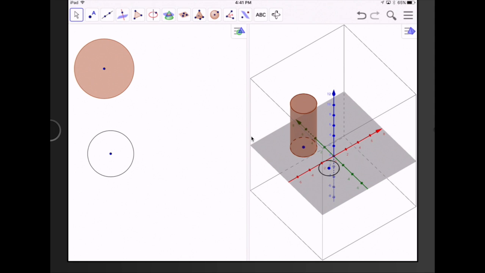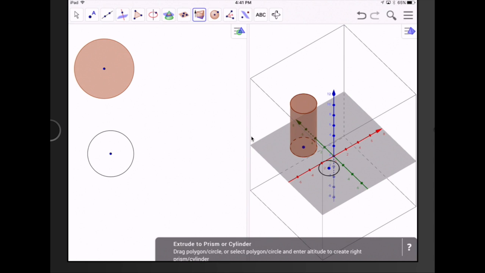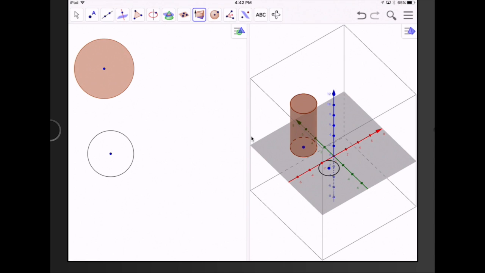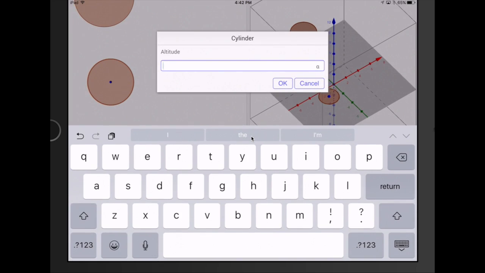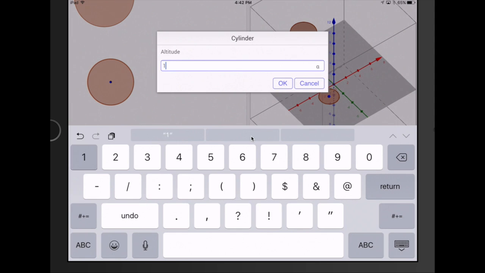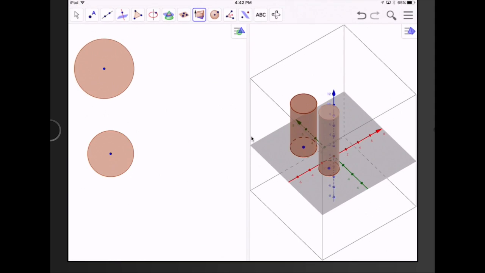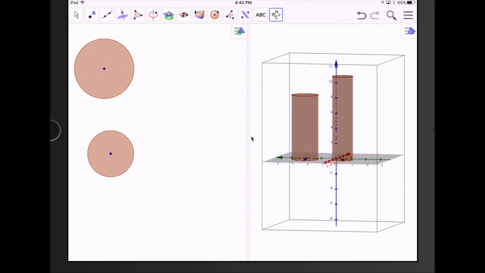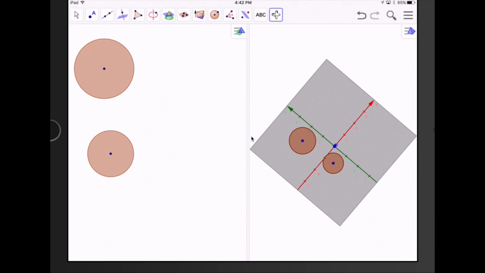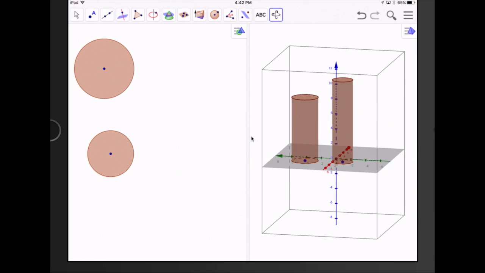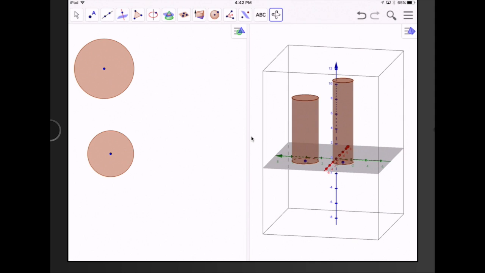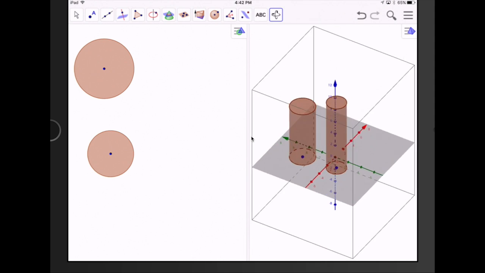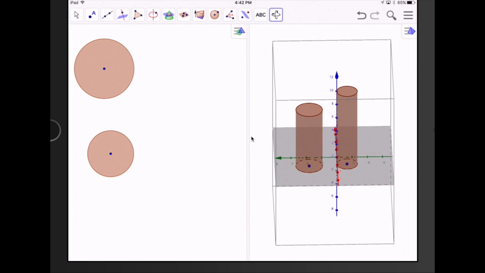All right, try that again. Extrude to cylinder. And okay, now that I saw that got highlighted, that was the circumference 8.5. I'm now going to pick the altitude as 11. All right, so I'm going to just kind of rotate these around so we can visualize what happened. We have two cylinders. One of them has a circumference of 11 and a height of 8.5. The other one has a circumference of 8.5 and a height of 11.